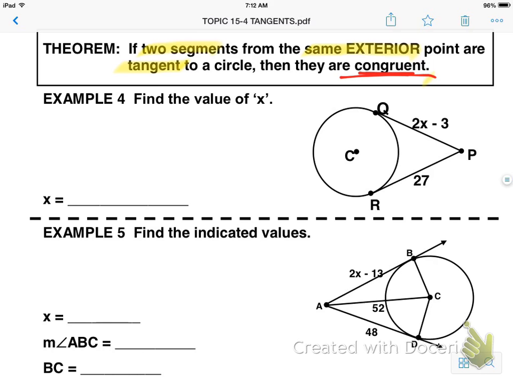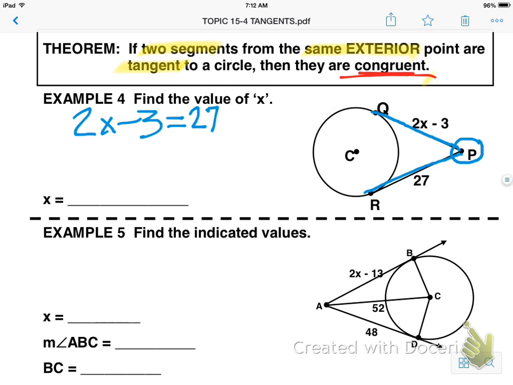So right now on example 4, I'm looking at it and I don't see any radii in the circle, so I don't have anything to mark in red for me. But following the theorem, I do have 2 points of tangency meeting at the same exterior point, which is point P. And since they are congruent, it just says I have to set them equal to each other.